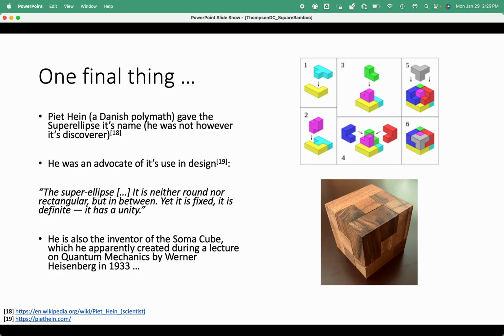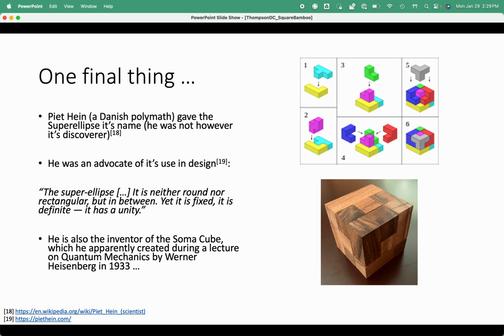Finally, I'd like to quickly introduce you to the Danish polymath Piet Hein. He gave the superellipse its name. However, he wasn't its discoverer. He was an advocate of the superellipse in design and even created an award-winning roundabout using it. He's also the inventor of the Soma cube, 8 shapes that can be combined into a cube in one of 240 different possible ways.